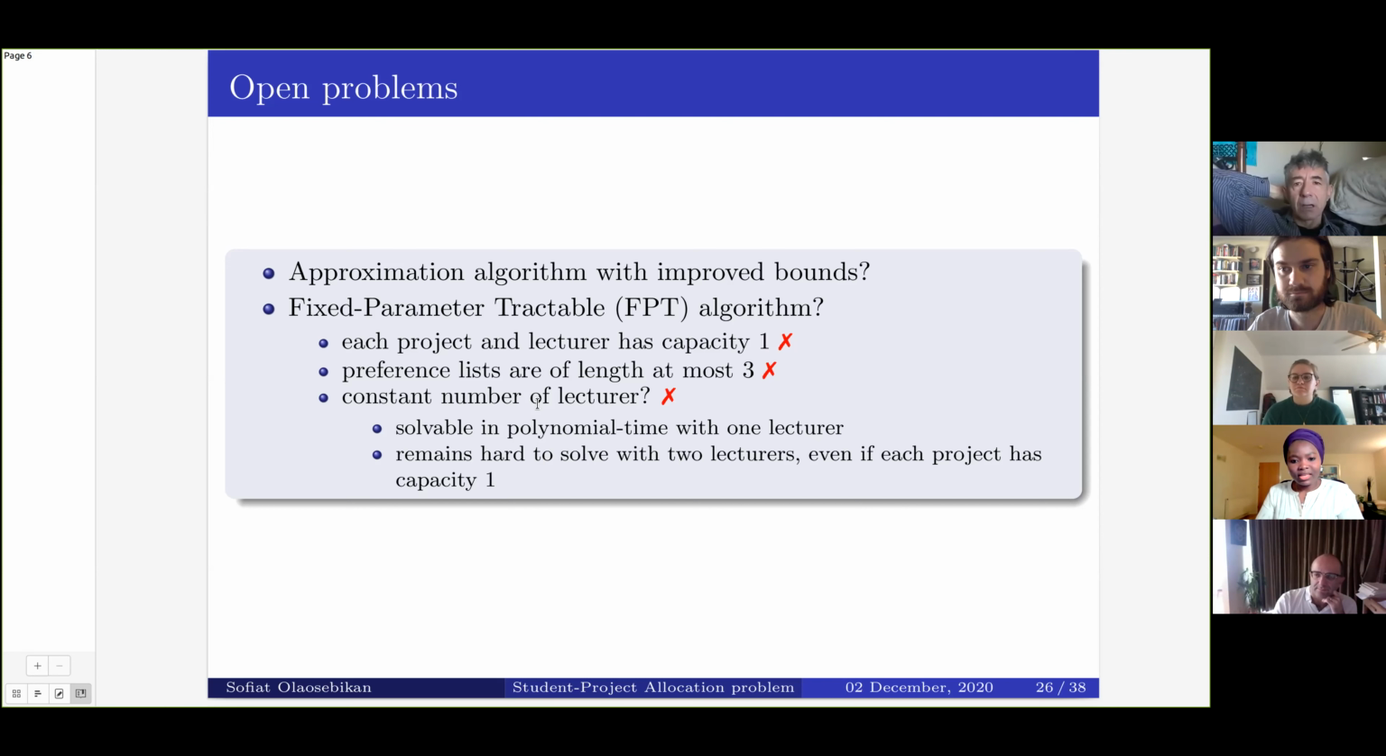And I'm not sure, but if each student's preference list is of length at most 4, I'm not sure what the constraint is on the lecturer side. I tried so hard to see if I can, well, at least if there is 1 lecturer, it's solvable in polynomial time, but for other parameters, it just always trips up. In fact, for the preference list length of at most 3, each project and lecturer also has capacity 1. For all of these NP hardness proofs, each project and lecturer has capacity 1.